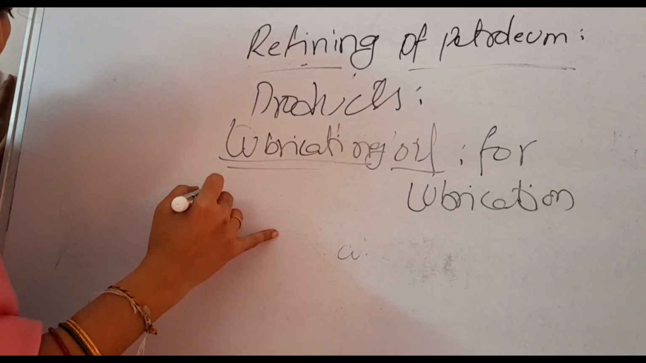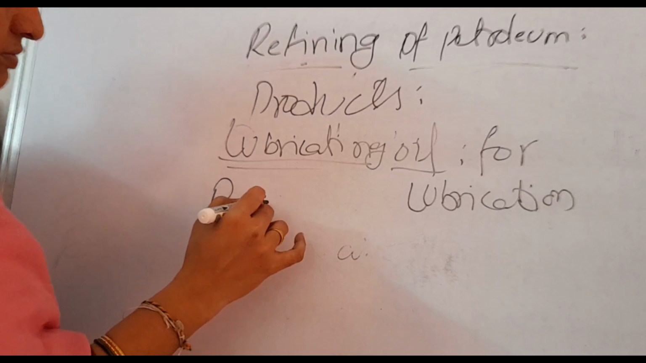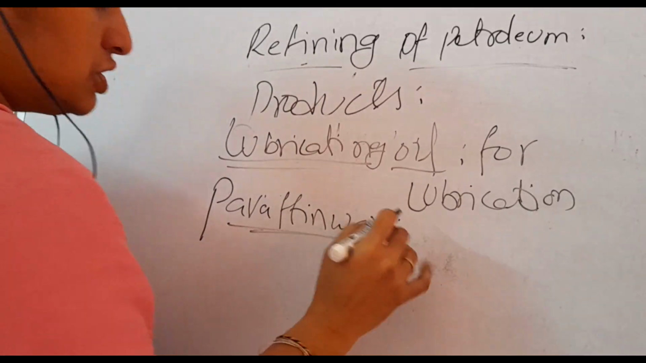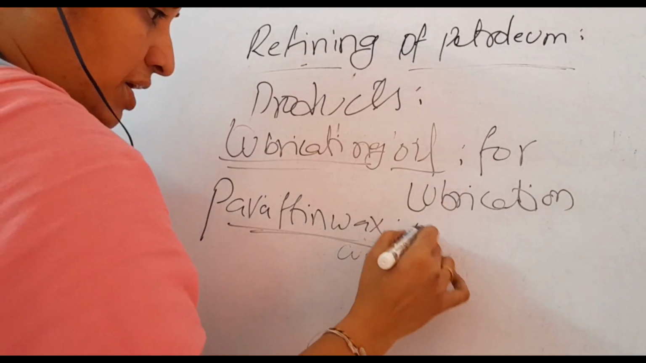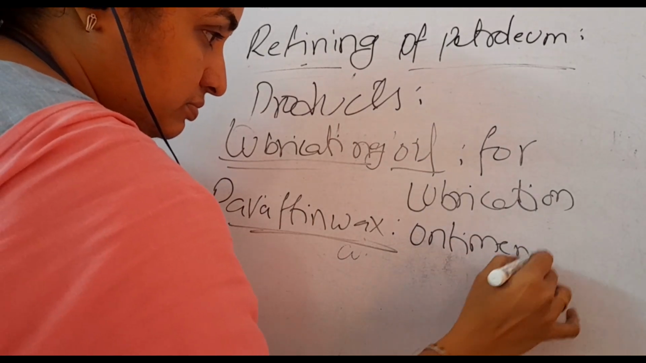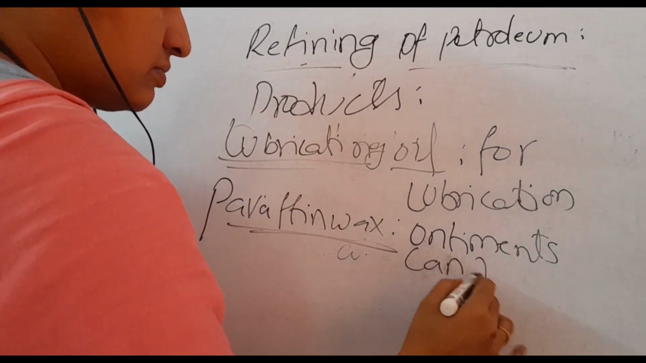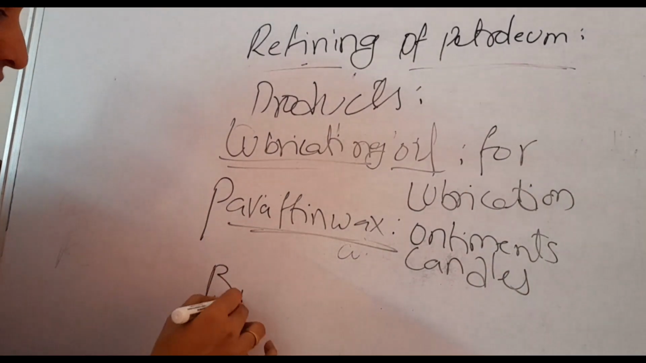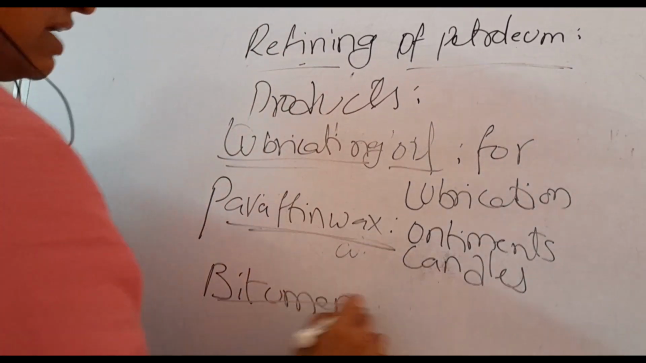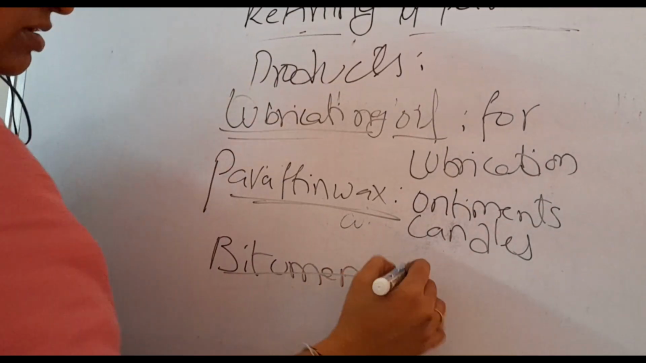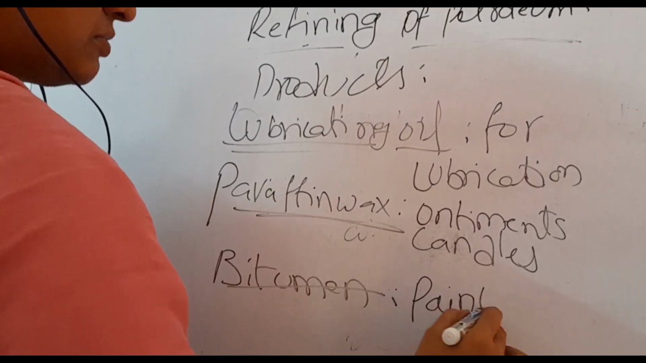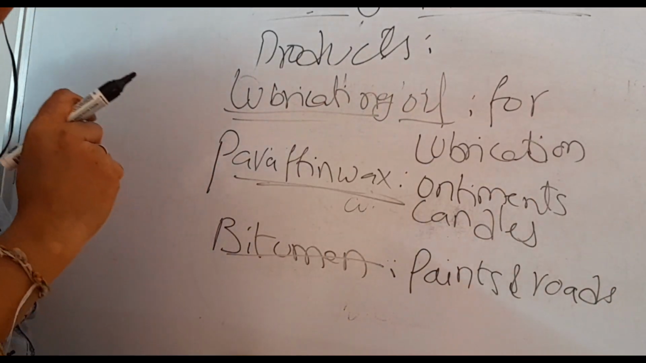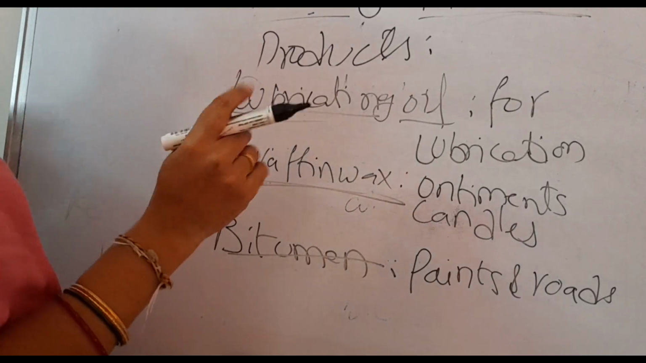Next one is paraffin wax. Paraffin wax is used for ointments and candles. Next, bitumen. Bitumen is used for paints and roads.